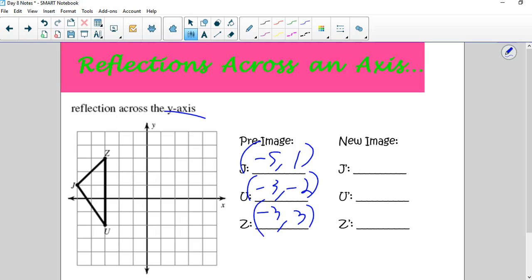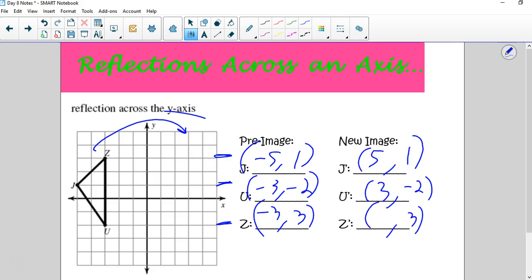Now, when we are folding this across the y-axis over this way, well, Z is still going to be on this line. J will still be on this line, and U is still going to be on that line. The Y's are not going to change. So I can go and put these in right now, because the height won't change. Only thing that does change is I'm making it opposite. So, 5, 1, 1, 2, 3, 4, 5, 1. That's J prime.